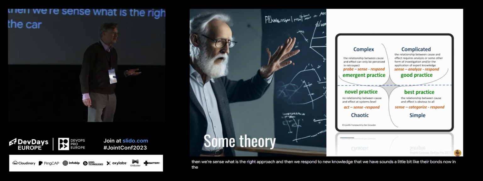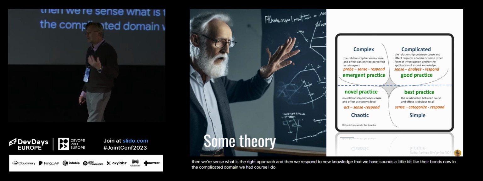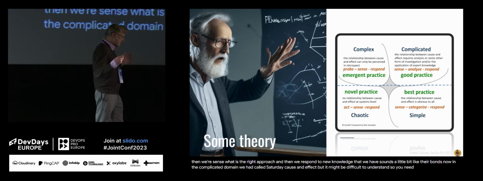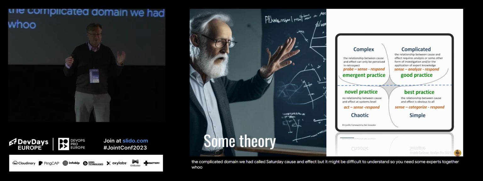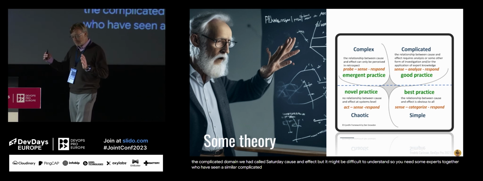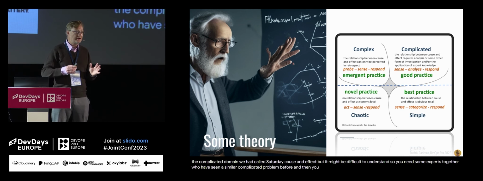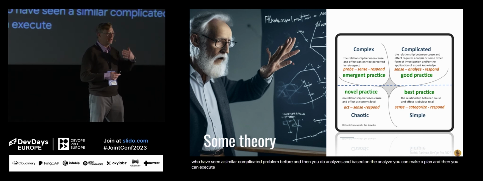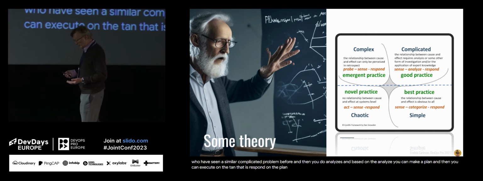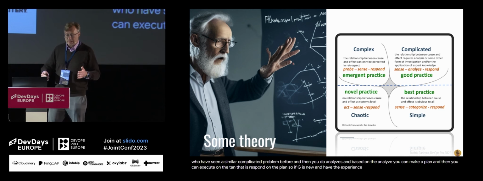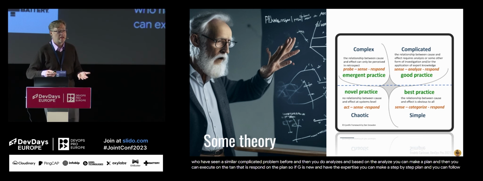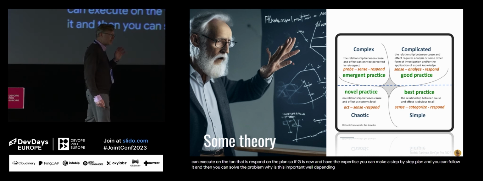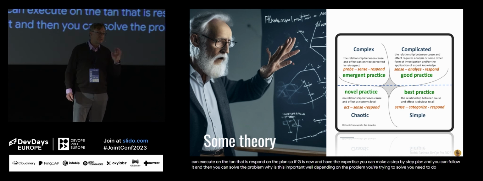Now, in the complicated domain, we have causality, cause and effect, but it might be difficult to understand. So you need some experts together who have seen a similar complicated problem before. Then you do analysis, and based on the analysis, you can make a plan, and then you can execute on the plan, that is, respond on the plan. If you have the expertise, you can make a step-by-step plan and follow it, and then you can solve the problem. Why is this important? Well, depending on the problem you're trying to solve, you need to use different approaches.